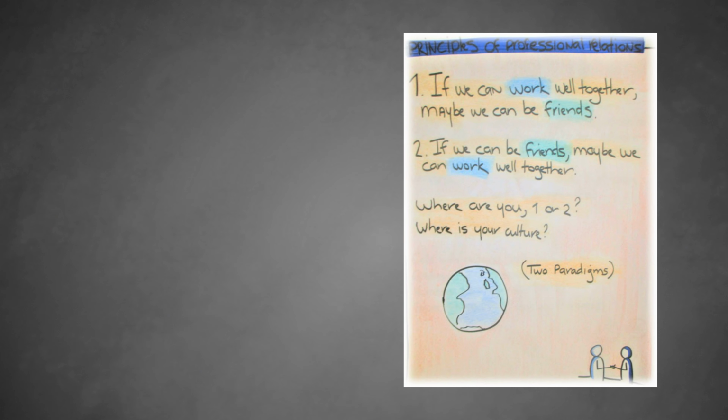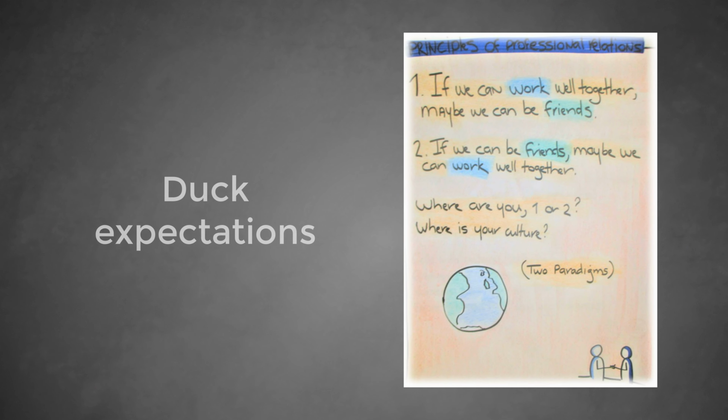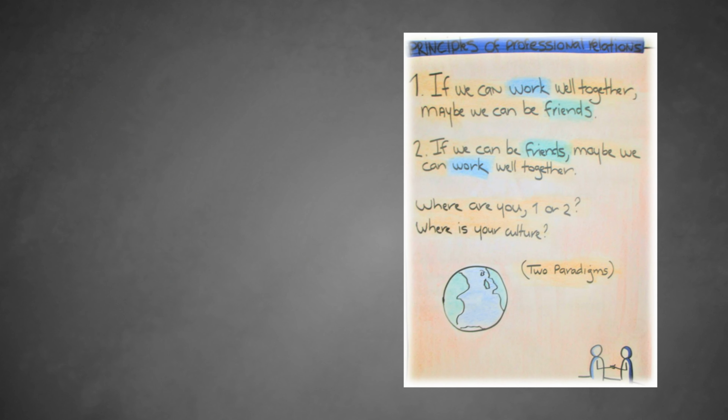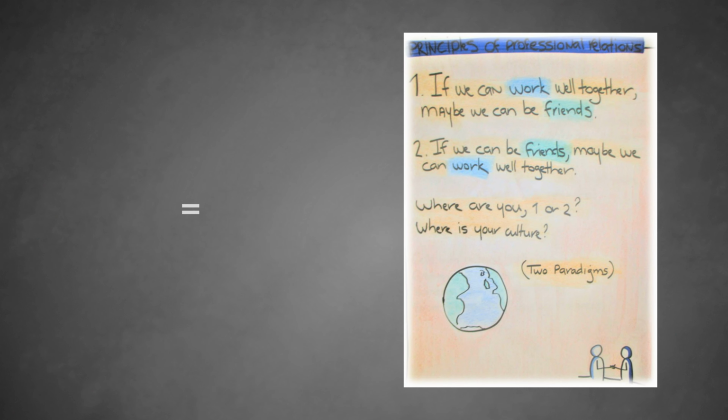The first principle says that for some people, working well together is required for good professional relationships. For these people, if the work isn't going well, then maintaining a good relationship gets harder, if not impossible. Let's call these, in the extreme, duck expectations. For ducks, the quality of the work, how well and how effectively the goal was reached, is the more important of the two priorities. The second principle says that some people need the relationship to be good in order to work well together. For these people, the relationship is the most important priority. Let's call them rabbit expectations.